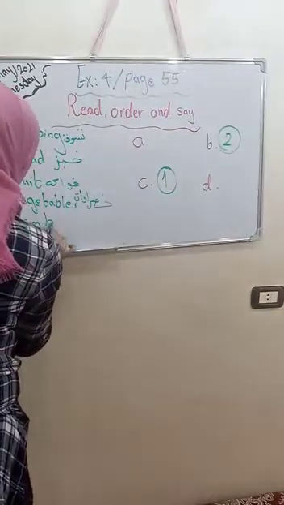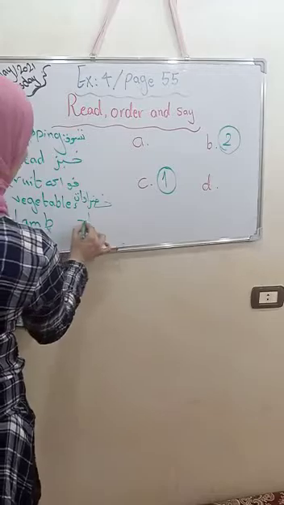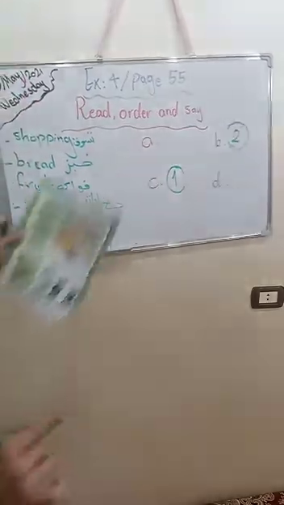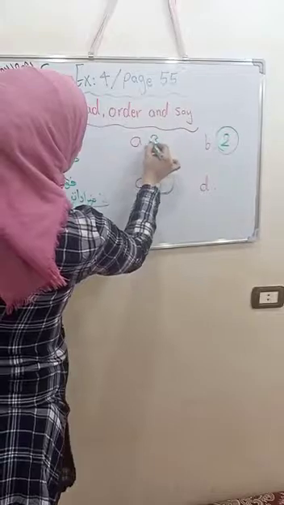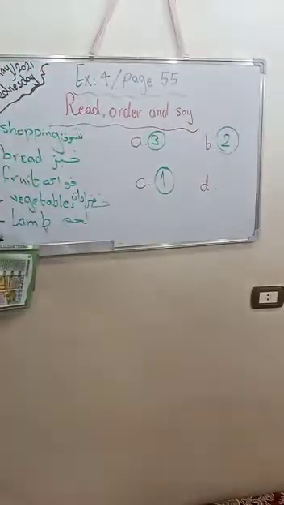And this B is silent. Lamb, which means lamb meat. They go to the butchers to buy lamb. Which picture is butchers? Excellent, A. So A, right, number 3.